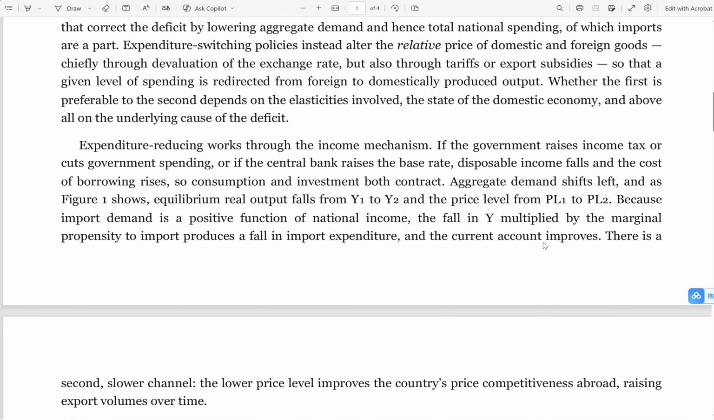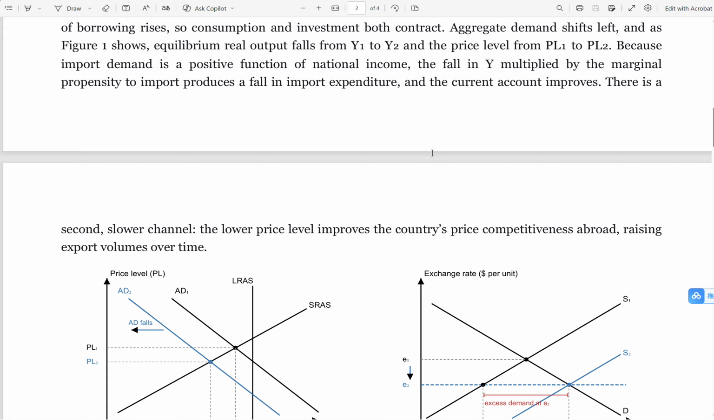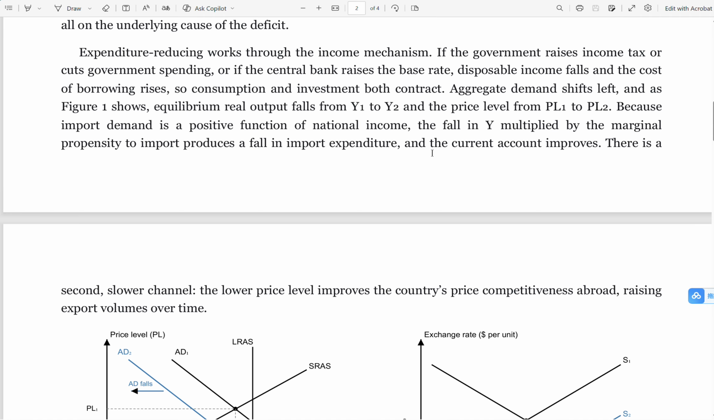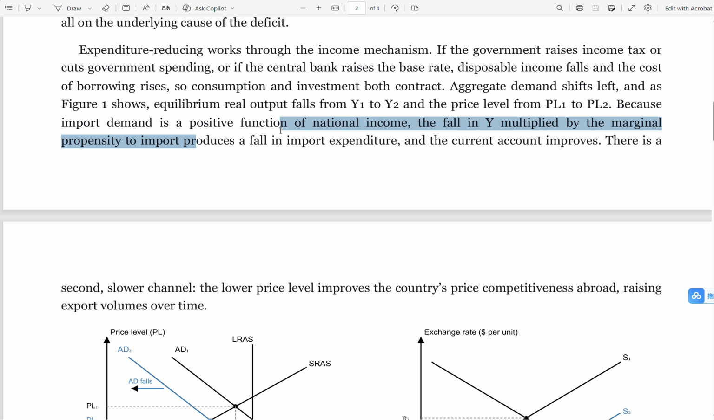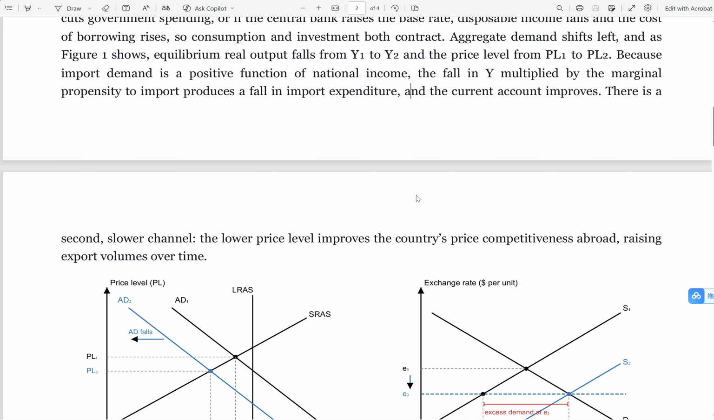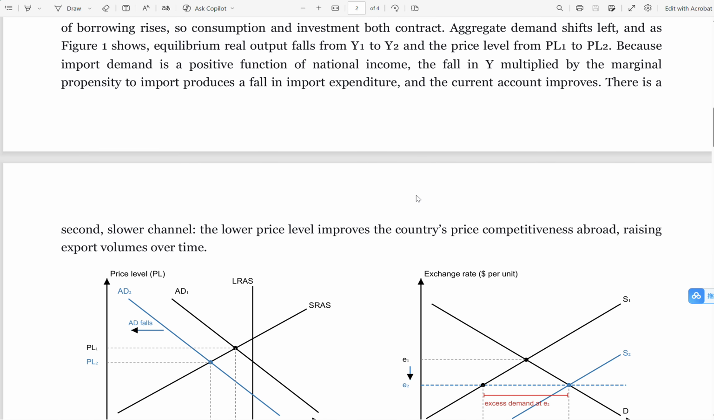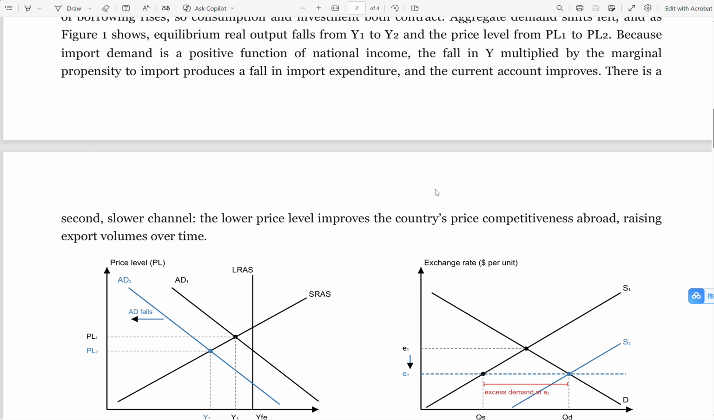Then we're trying to explain. Expenditure reducing works through the income mechanism. For example, I'm increasing the borrowing cost, increasing the income tax, increasing national procurement. Aggregate demand shifts to the left, income shifts to the left, and therefore import demand, which is a positive function of national income, falls. The fall in Y multiplied by the marginal propensity to import produces the fall in import expenditure, and the current account improves. There is a second, slower channel: the lower price level improves the country's price competitiveness abroad, raising export volumes over time.